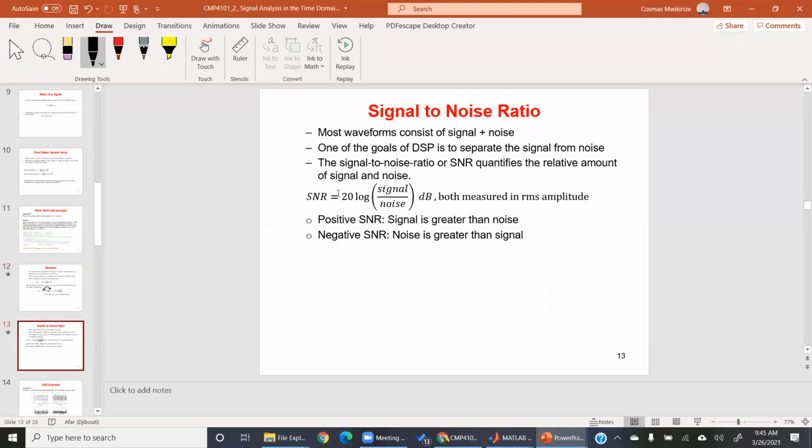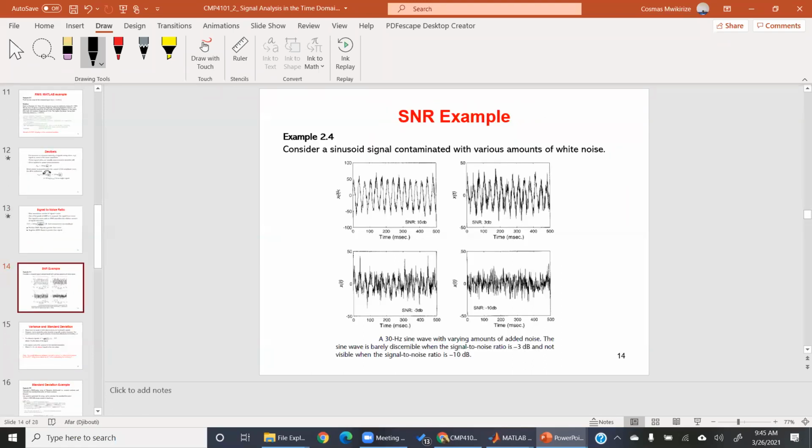So when we talk about signal to noise ratio, we're essentially talking about the ratio of the signal to noise in decibels using the same formula. Usually you want a high signal to noise ratio. When you have a positive signal to noise ratio, it means signal is greater than noise. When you have a negative SNR, it means noise is greater than the signal. And I'll give you a couple of examples here.